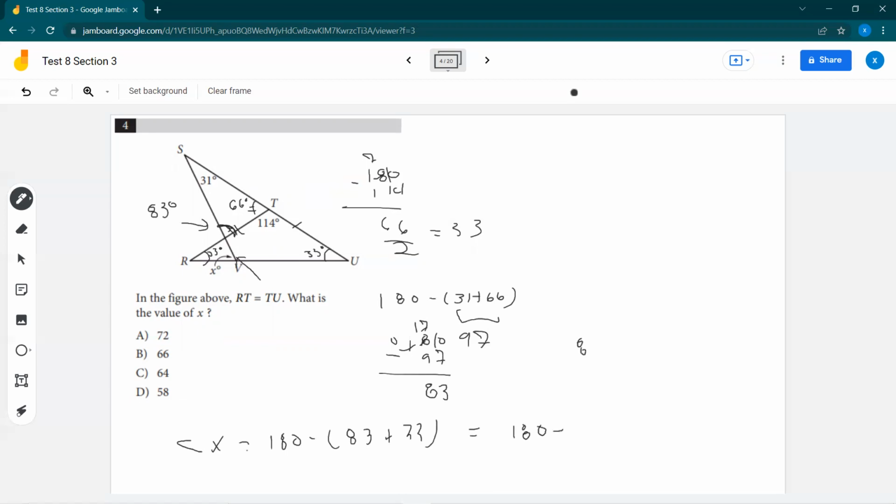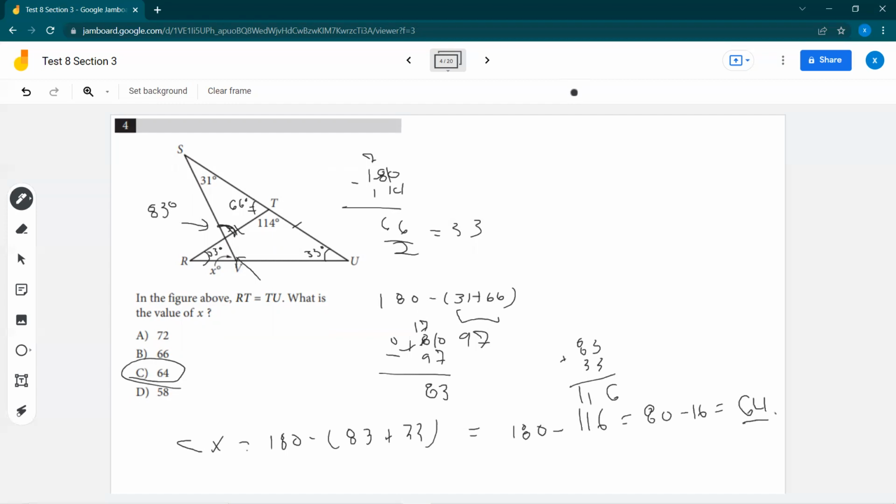Which is equal to 180 minus 116, which is 64.